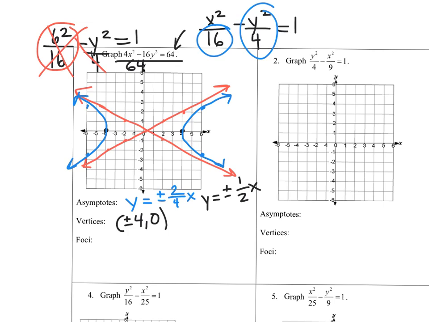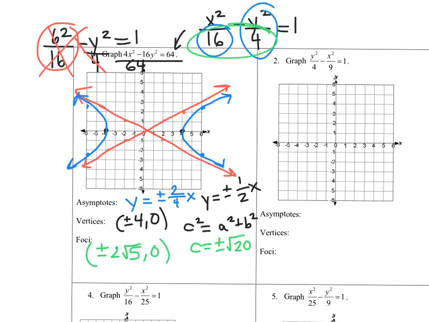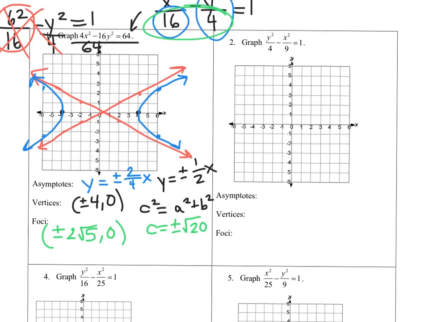So the foci are going to be at, remember, c squared equals a squared plus b squared. So in my equation, I have the square root of 20. So c is equal to plus or minus the square root of 20. And remember that the foci are going to be on the x-axis. So my foci are going to be at plus or minus root 20, but I'm going to break that down into 2 root 5, 0. Okay, number 2. Let's do another one.